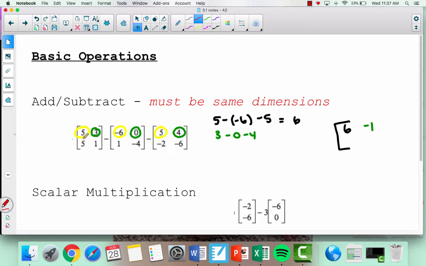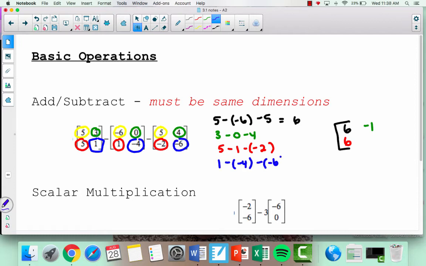And then I move through the rest of the matrix. These bottom left go together. So 5 minus 1 minus negative 2. I get 4 plus 2, which is 6. And then finally, my last element, 1, negative 4, and negative 6. So 1 minus negative 4 minus negative 6. So this becomes 5 plus 6, which is 11.